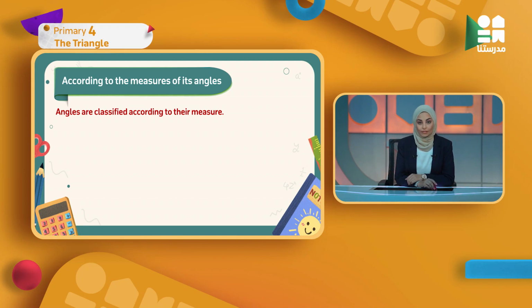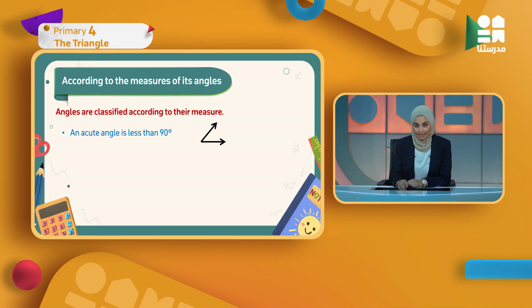Okay. Now, angles are classified according to their measures into 3 types. The first type of the angles is an acute angle, which is less than 90. Again, what is the acute angle? An acute angle is less than 90. Let's say some examples. Okay, if I have angle 45, is it an acute angle? Yes, it is an acute angle. Why? Because 45 is less than 90.